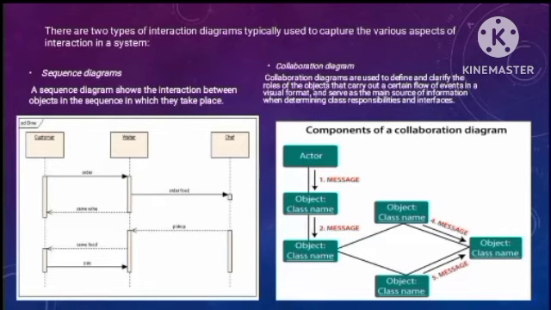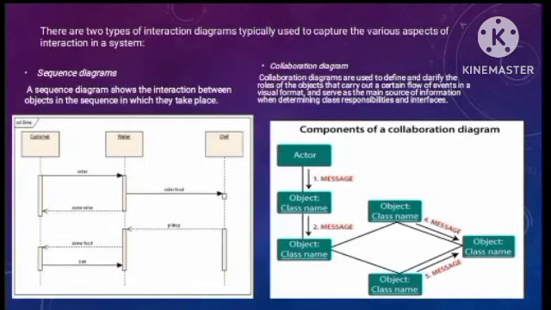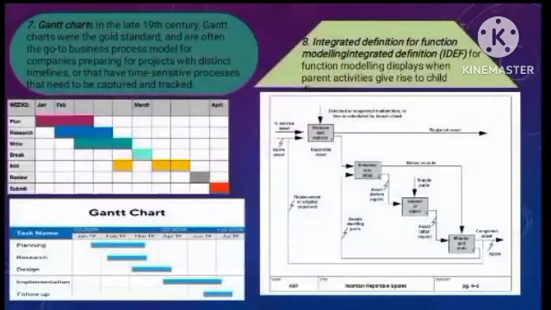Collaboration diagrams are used to define and clarify the roles of the objects that carry out as the main source of information when determining class responsibilities and interfaces. The seventh one, we have the Gantt charts.